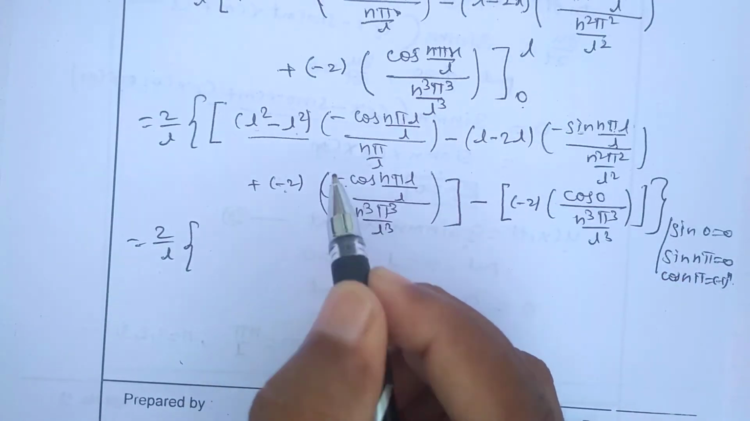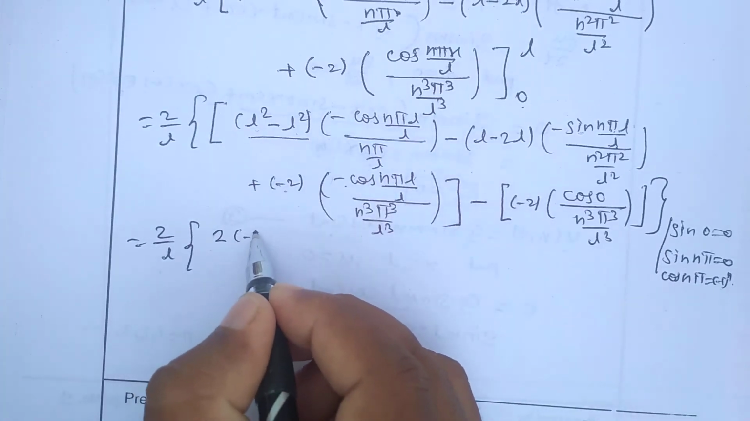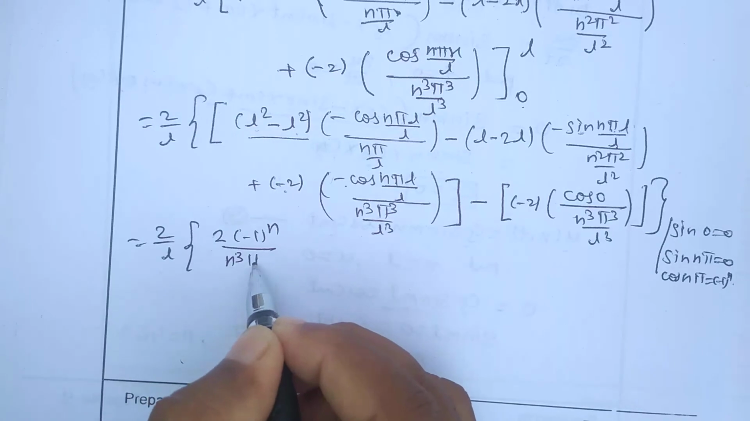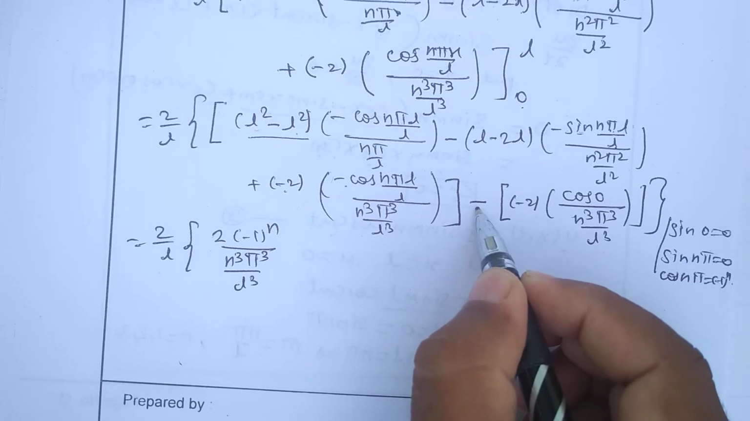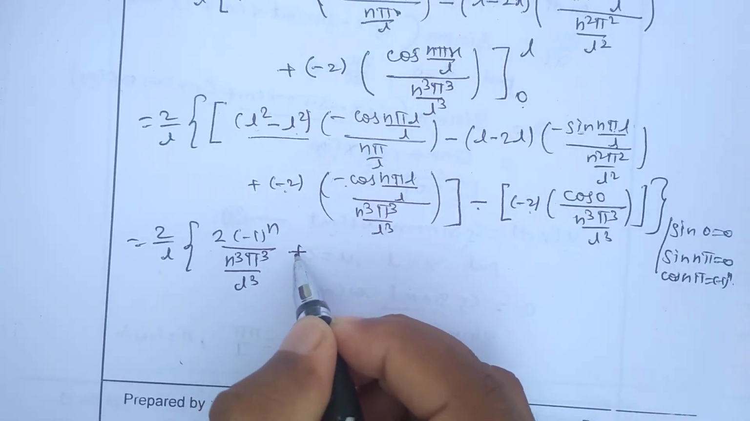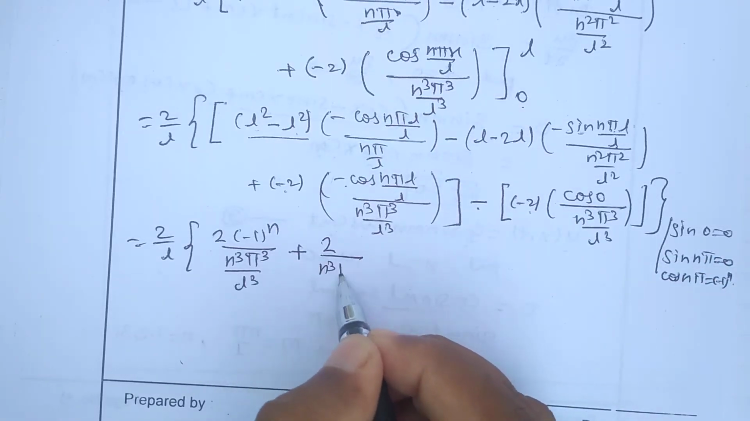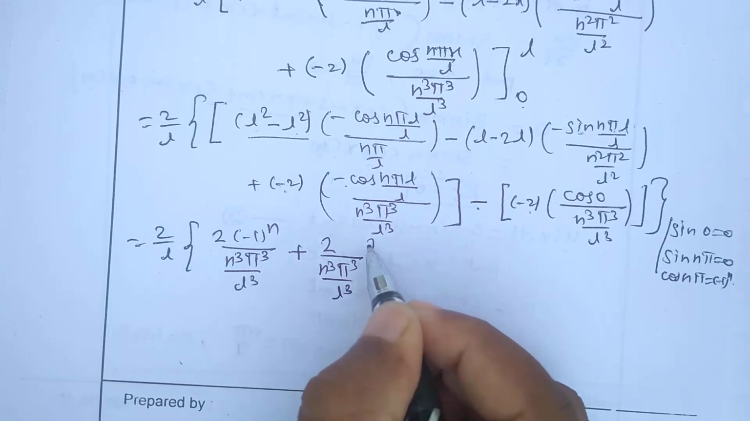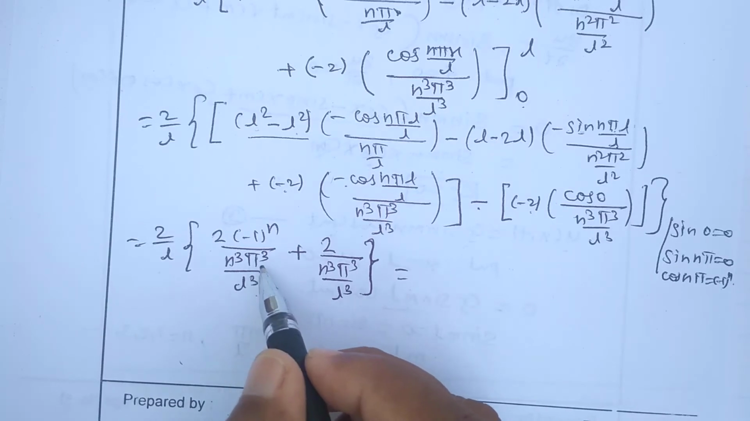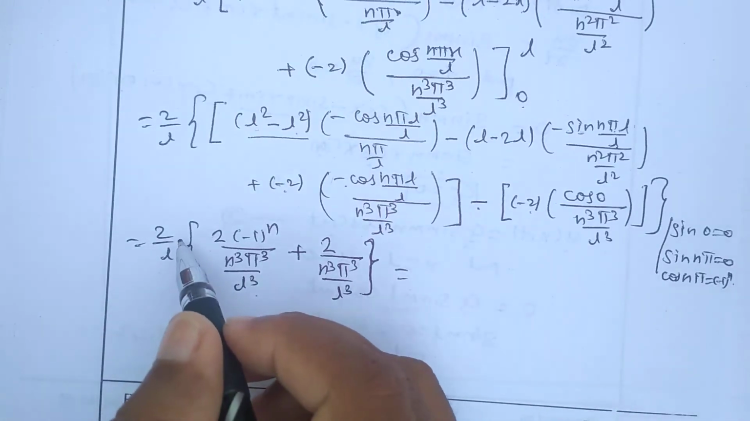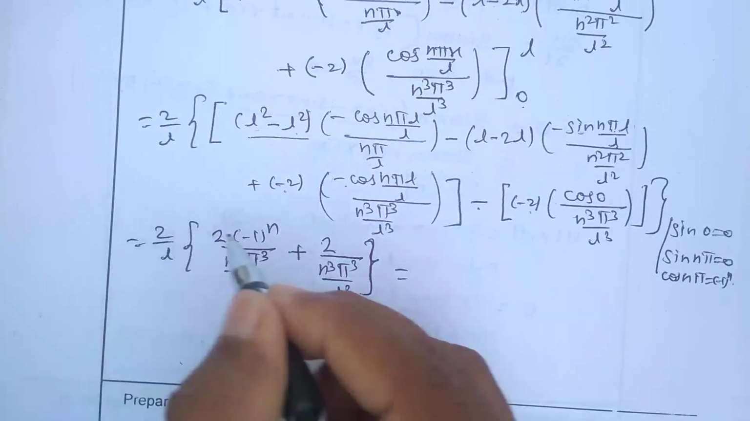Minus 2 into this minus sign, it becomes plus 2. L gets cancelled, you will get cos n pi. Cos n pi is minus 1 raised to n upon n cube pi cube upon L cube. Then this minus sign for the lower limit, and this minus 2, it becomes plus 2 into cos 0 is 1. So you will get 2 upon n cube pi cube upon L cube. Curly bracket completed. Now the denominator n cube pi cube upon L cube is common in both the terms. You can take it outside, and also you can take 2 outside. So if you take 2 common, you will get 2 into 2, 4 upon L.